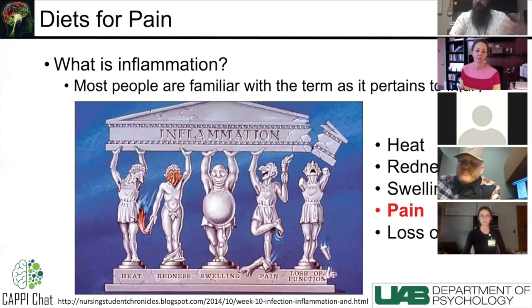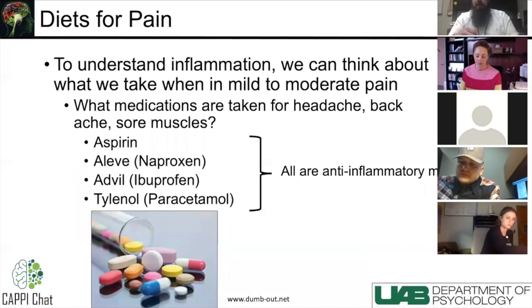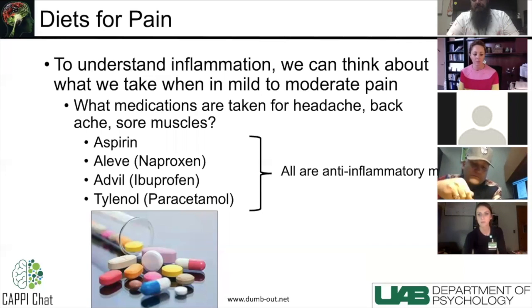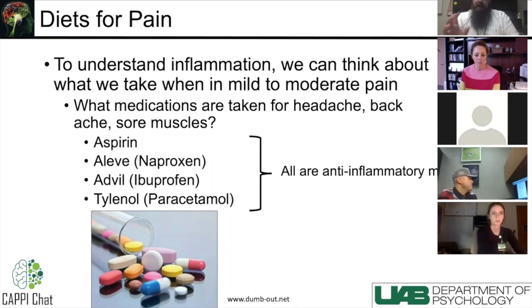When you try to associate pain and inflammation, what you can do is think about what you take for pain. If you have a headache, a backache, or sore muscles, you recognize that as pain. And if you look at the sorts of things that people take for pain, those are things like aspirin, Aleve, Advil, Tylenol. All of those are over-the-counter medications that we take for pain. All of these medications are anti-inflammatory. So they reduce pain and they have this anti-inflammatory property. And so you can see how that link is pretty easy to make.